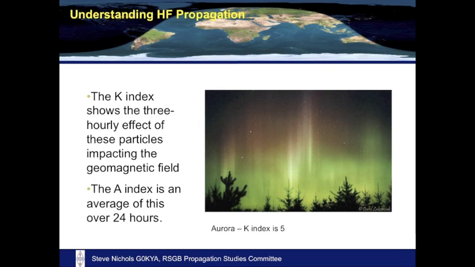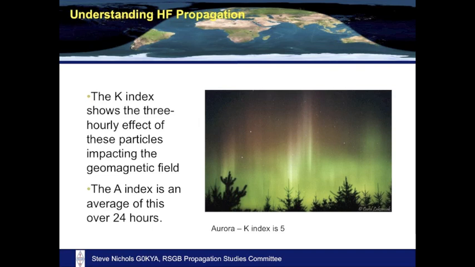There's also something called the A index, which is an average of these K indices over 24 hours, but it's not logarithmic. So just to confuse you, we've got the two indices. The K index is a logarithmic one, generally goes from 1 to 9. The A index can go from 1 to 100 or so or more, and that's an average over 24 hours.